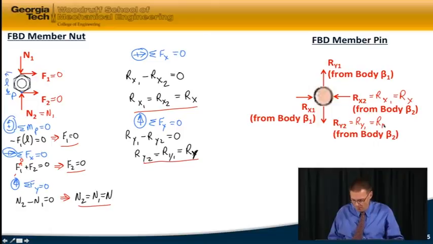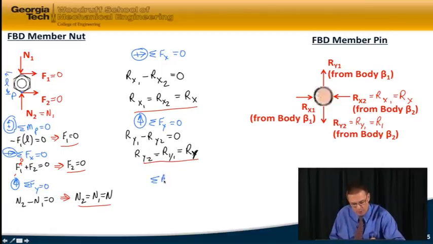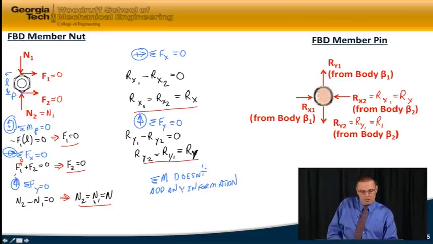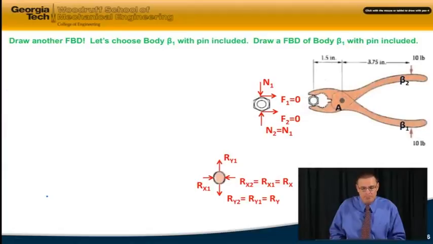We could also sum moments, but if you try it, I want you to try it on your own. You'll find out no matter what point you sum moments around on the body of the pin, you will get no more information. So summing the moments in this case doesn't add any information. So at this point, we've gone as far as we can. We still haven't solved explicitly for N1, N2, Ry, or Rx, and so we're going to have to draw one more free body diagram. Let's choose body B1 with a pin included.